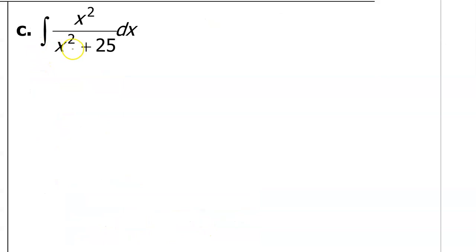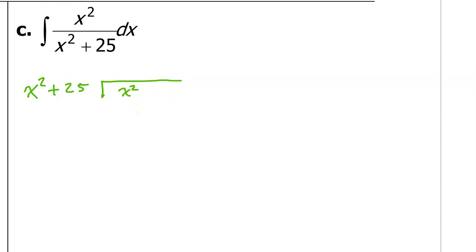For part C, we notice that the degrees of the numerator and denominator are equal. For that reason, we will use neither inverse trig nor U-Substitution, at least not right away. Instead, we have to use long division. So we are dividing the denominator into the numerator. So we will set up our long division like this: x squared plus 25 divided into x squared. I don't know why I made it so big.